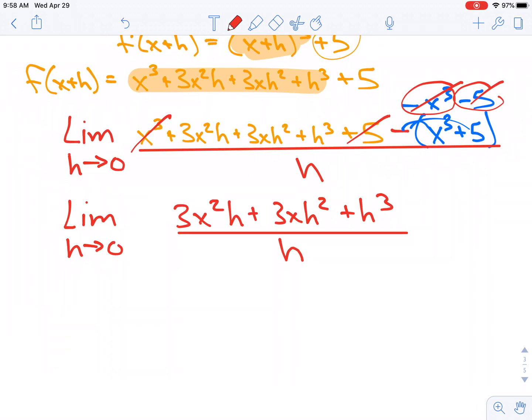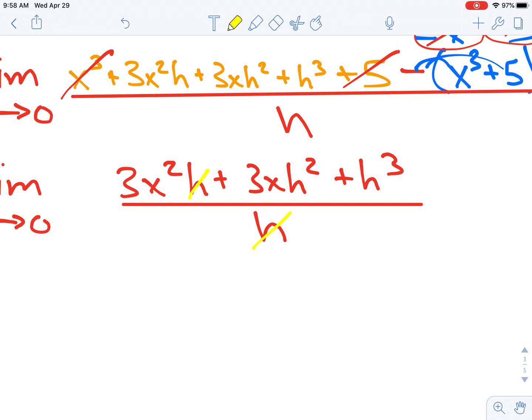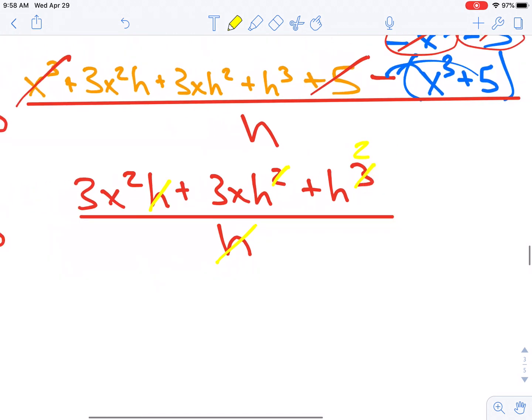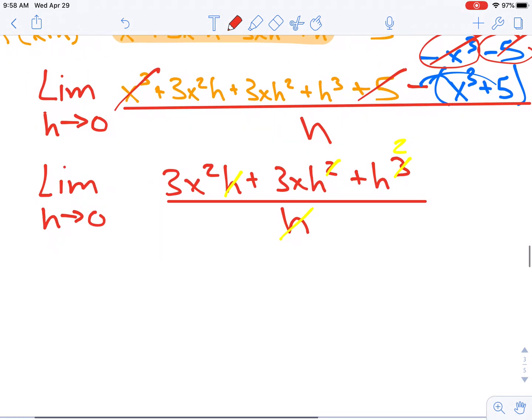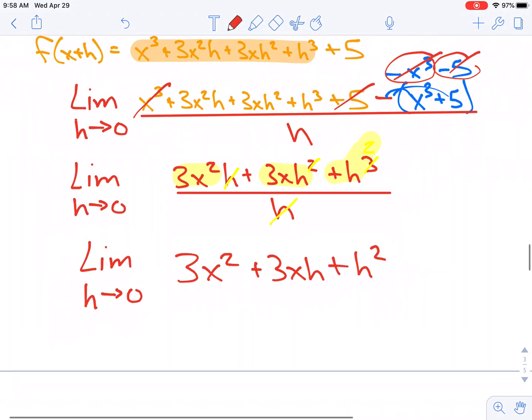Now, if we want to find the limit as h approaches 0, in order to plug in 0, we have to cancel out that h on the bottom. So we've got to cancel out our h's. That h cancels out one of those h's there, and changes this h cubed to h squared. And so we're left with the limit as h approaches 0 of 3x squared plus 3x h plus h squared.